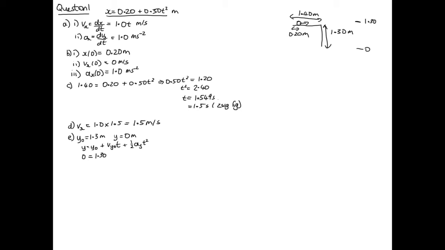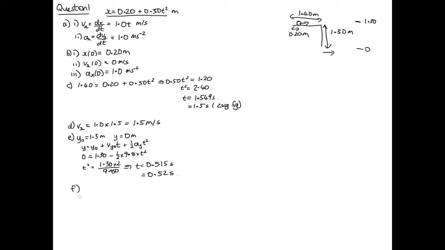It doesn't have any velocity in the y direction initially, so this term here is 0. And then we've got minus, because the acceleration's downwards, a half times 9.8 times t squared, telling us that t squared is equal to 1.30 times 2 over 9.80. Okay, and solving this, we end up with t is equal to 0.515 seconds, but we should give this to two significant figures, so that's 0.52 seconds.